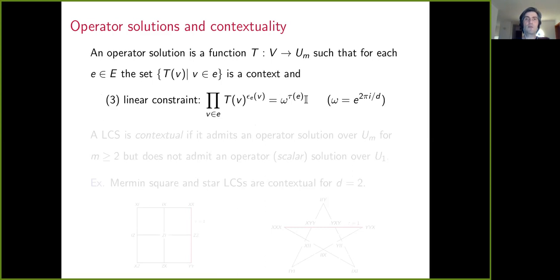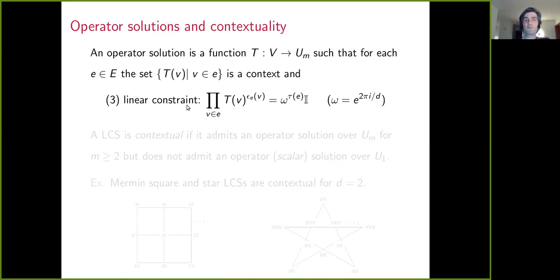In this formulation, an operator solution is going to be a function from the set of vertices to a unitary group. Once you evaluate it on the vertices, you get operators, and if you specialize to a context, they are going to be pairwise commuting, and they are going to be D-torsion. So that is what a context means already.